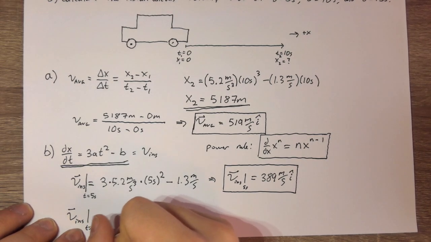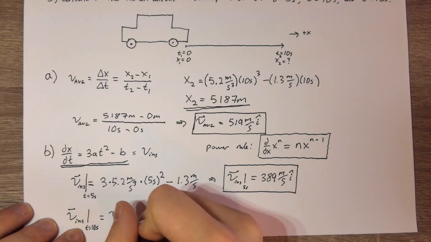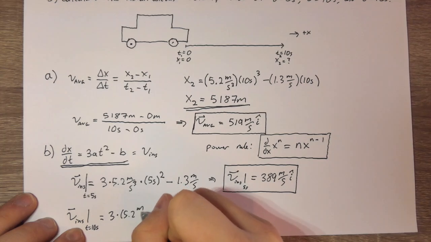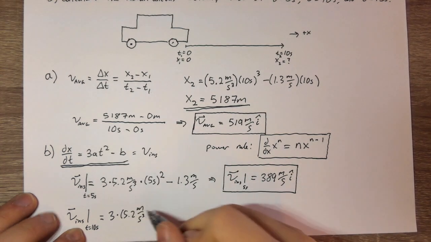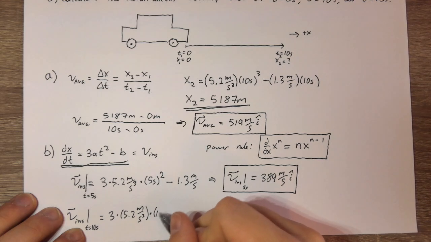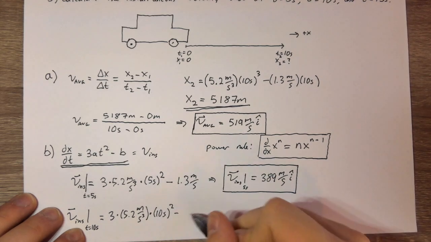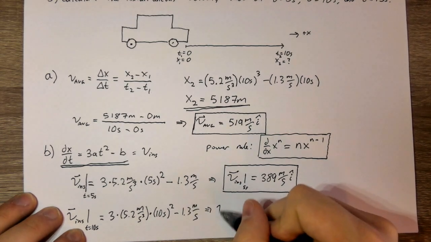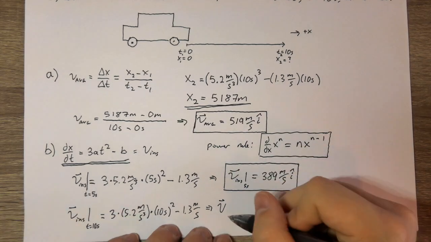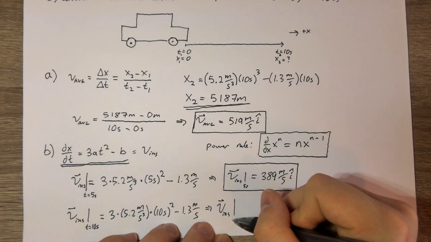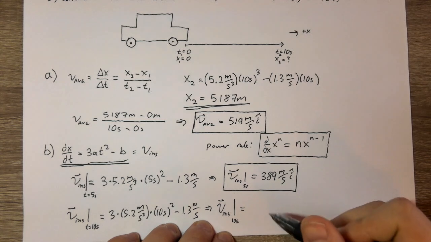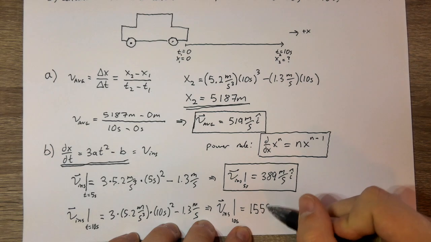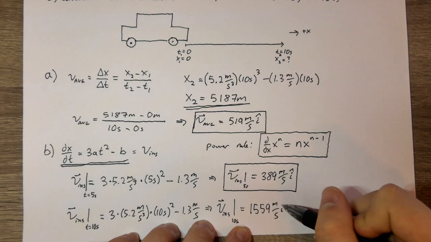Instantaneous velocity at t equals 10 seconds. Same thing, we plug in our 3 times 5.2 meters per second cubed times 10 seconds squared minus 1.3 meters per second. And at 10 seconds, that gives us an instantaneous velocity of 1,559 meters per second.